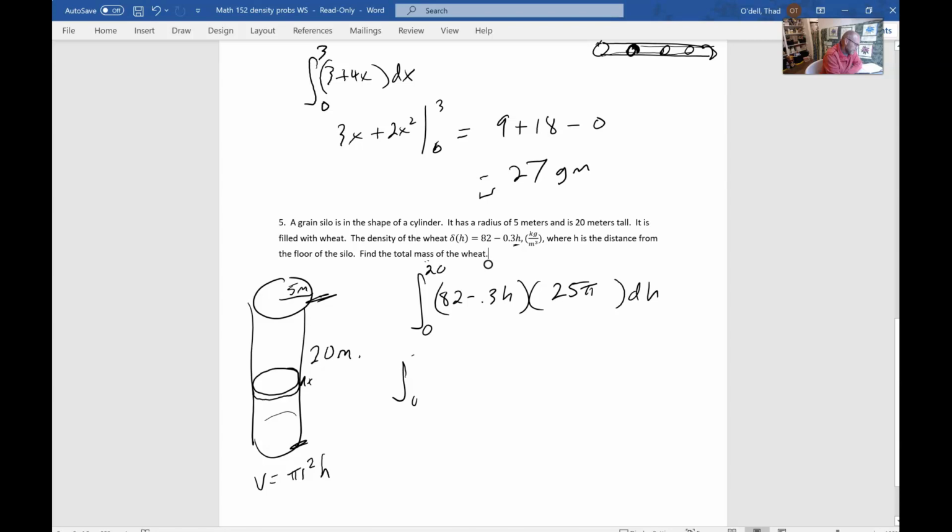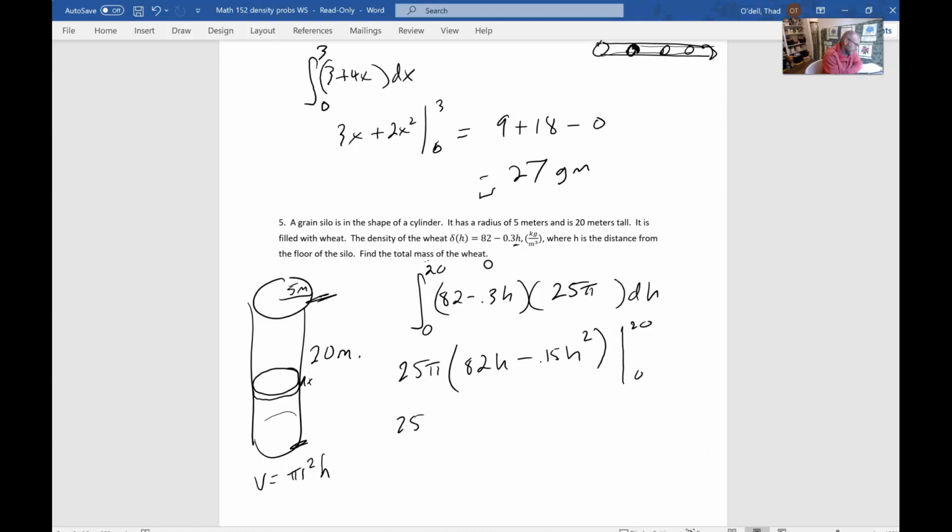So that'd be the integral from 0 to 20. We could take the 25 pi out front. Actually, let's just go ahead and integrate it right now. So we'll still put the 25 pi out front. And that's going to be 82h minus 0.15h squared, because we multiply by 2 and it makes it 0.3. Okay? And we're evaluating from 0 to 20.